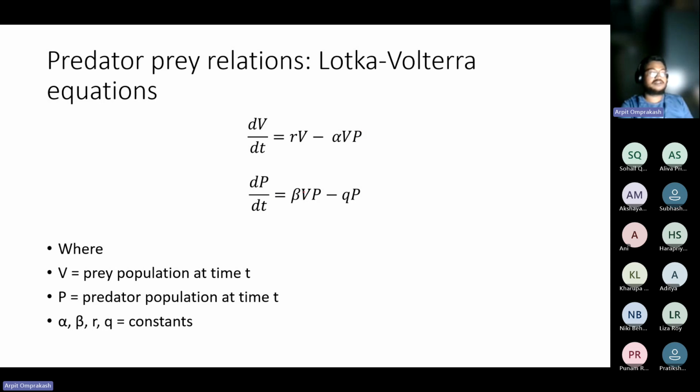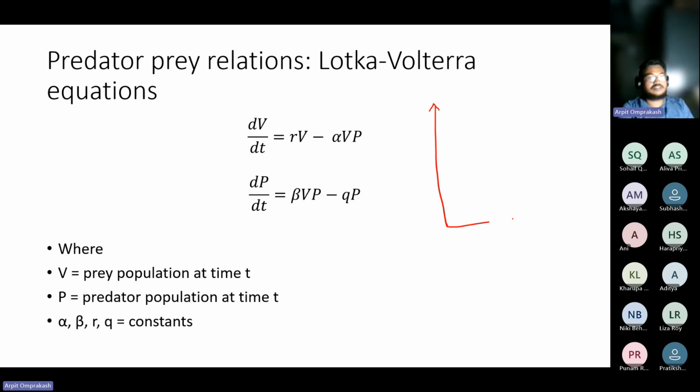Now for predators, since predators are using prey for food and competing with other predators, beta VP is positively correlated to the change in predator numbers. If there is more prey, that means there will be more predators because there's enough food, and they can reproduce, leading to more predators. And this is inversely affected by the number of predators because they are competing with each other for food. This is minus Q into P. So this is the Lotka-Volterra equation.